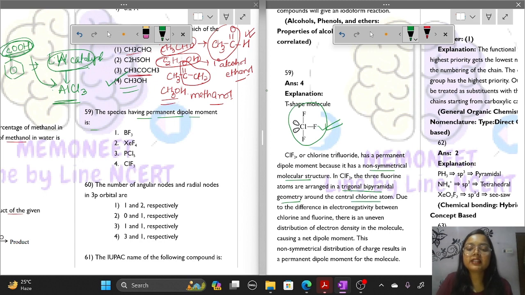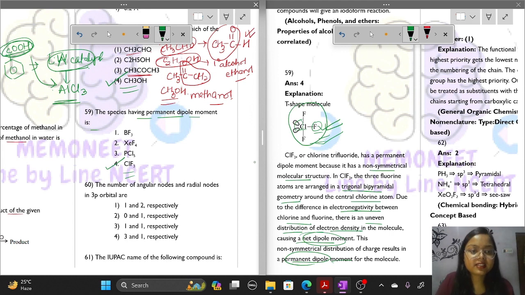So what happens is that due to the electronegativity difference between chlorine and fluorine, both are electronegative atoms, but there is a difference. Fluorine is more electronegative than chlorine. Also there is an uneven distribution of electron density causing a net dipole moment. So a net dipole moment is generated in this type of molecule, which results in a permanent dipole moment for the molecule. So ClF3 is the compound that has the permanent dipole moment.